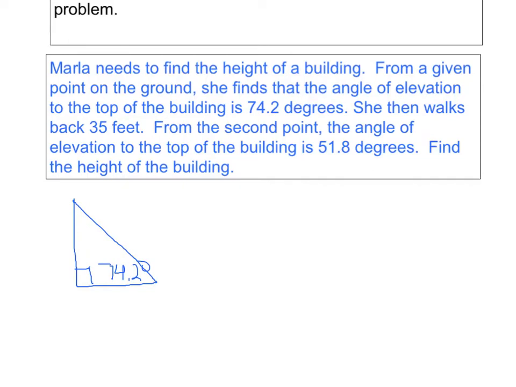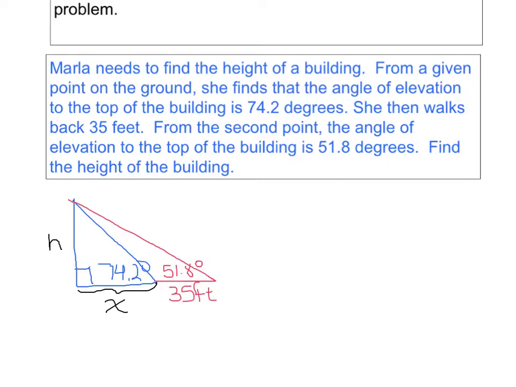Okay. Marla then walks 35 feet back from the building, and from this second point, she notices that her angle of elevation is 51.8 degrees. So this is 35 feet that she moved back. Okay, so the question is, what is the height of the building? So we want to find height. And we don't know what this length is here, her original point from the building. So we're going to call that x.